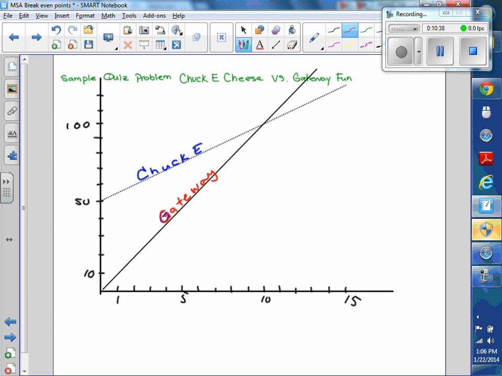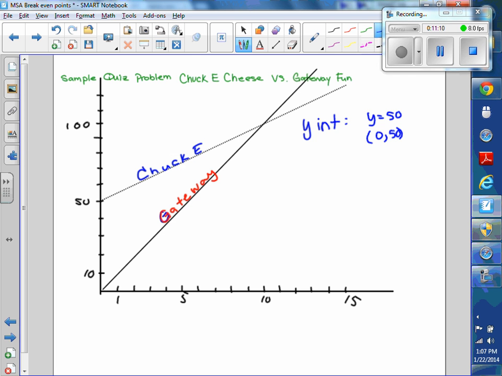Some things I'm going to ask you: the y-intercept of the Chuck E. Cheese line, which I'm going to do in blue. Remember, I wrote on a lot of quizzes, don't forget to put a coordinate. So the y-intercept for the Chuck E. Cheese line, what is that, AJ? So y equals 50 is one way to write it. And the coordinate would be, Nick? (0, 50).